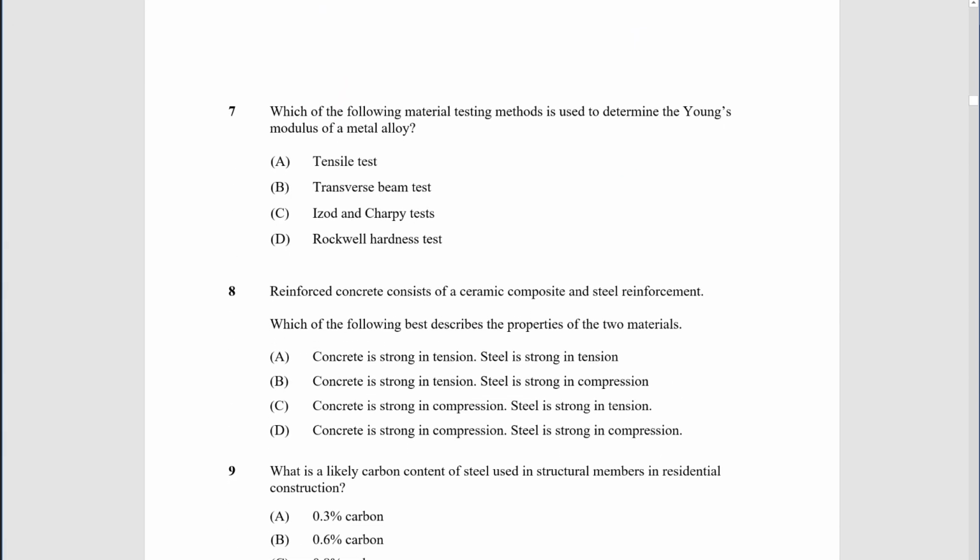Okay, which of the following material testing methods is used to determine Young's modulus of a metal alloy? That would be a tensile test. As for the other answers, the transverse beam test is when we bend concrete. Izod and Charpy tests are used to measure toughness, or notch impact resistance. And Rockwell hardness is a hardness test.